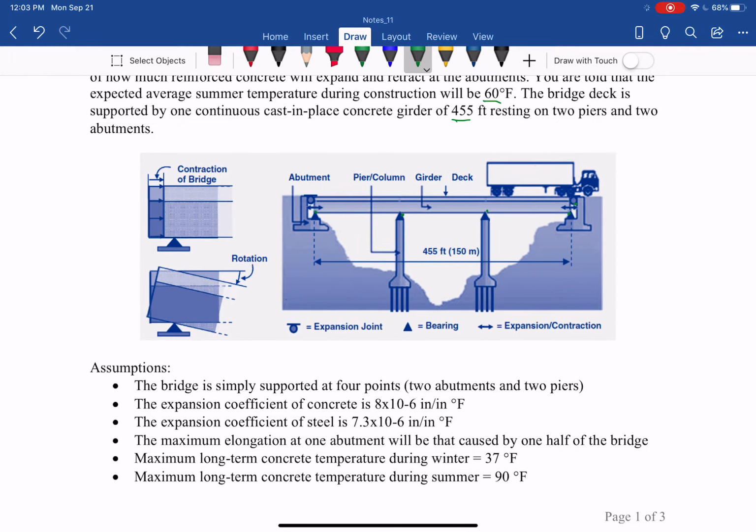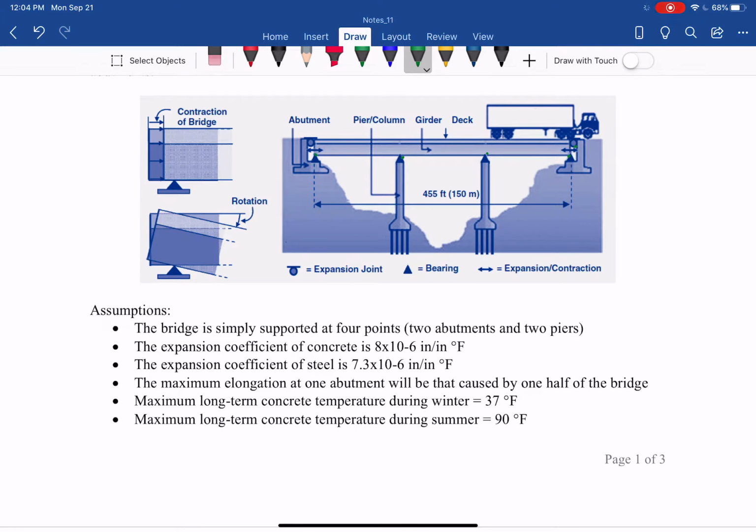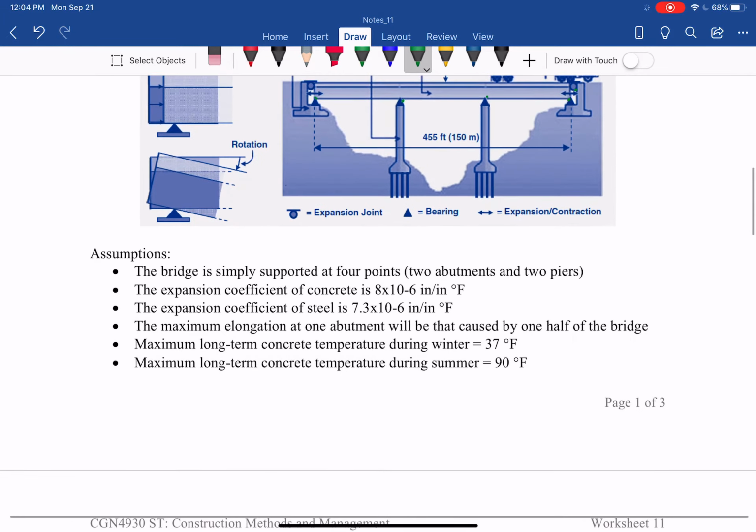The expansion coefficient of concrete is 8 times 10 to the power negative 6 inch per inch degree Fahrenheit. The expansion coefficient of steel is 7.3 times 10 to the power negative 6 inch per inch degree Fahrenheit. These are the expansion coefficients we learn about in thermal expansion in mechanics of materials class. One reason steel and concrete work together is that the coefficients are very close.